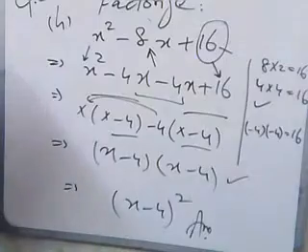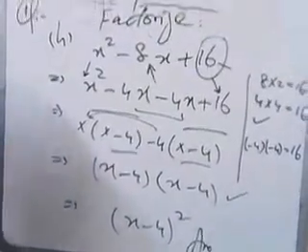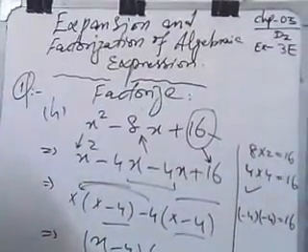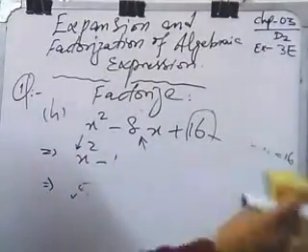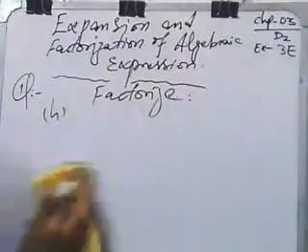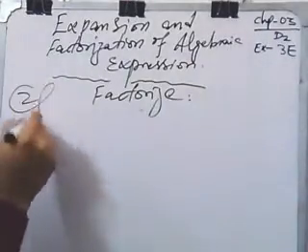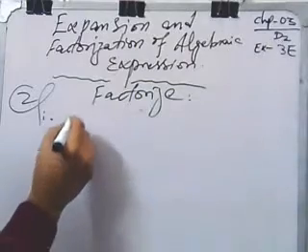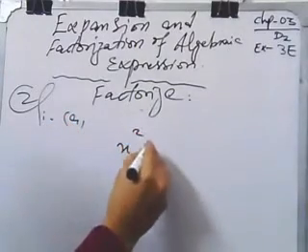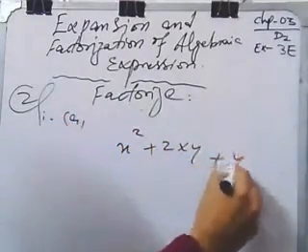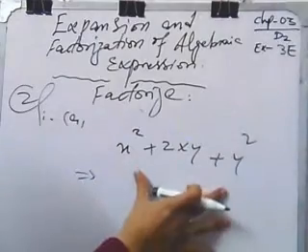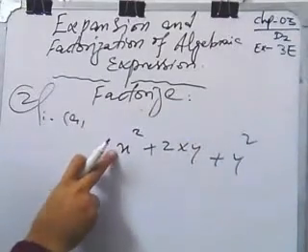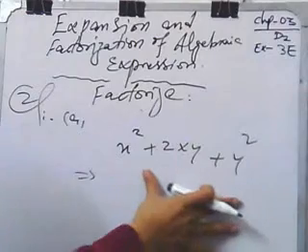Now coming to question number 2, factorize each of the following completely. Now again the same method, you see question number 2, factorize a part x square plus 2xy plus y square. So my dear students, what should you do in this type of situation? Again the coefficient of x square is 1, so the quadratic equation is ready.